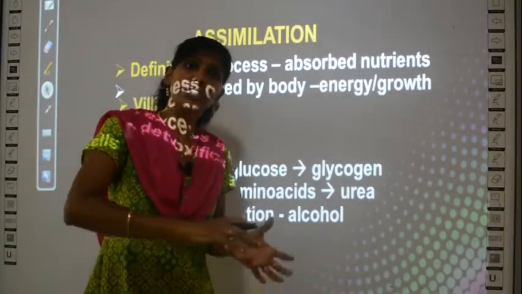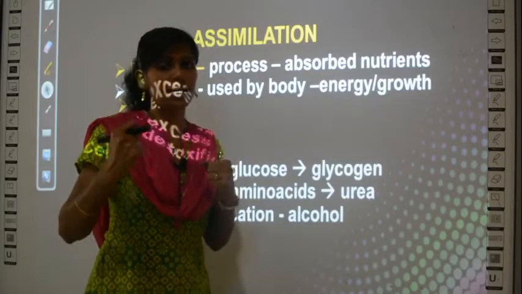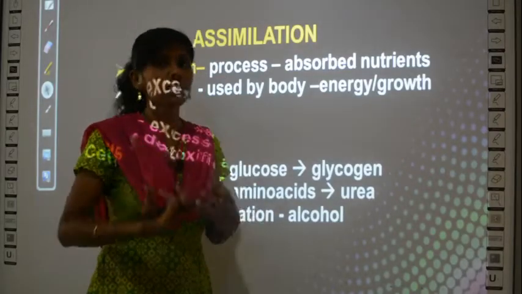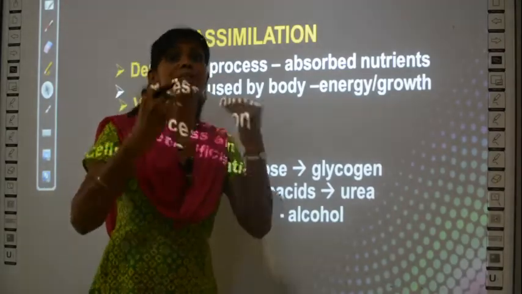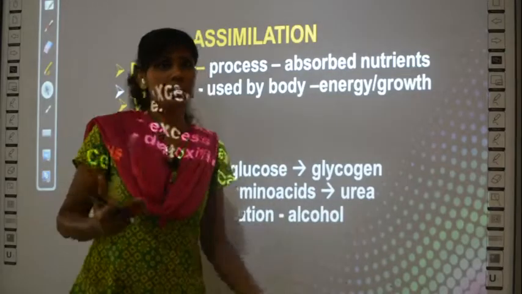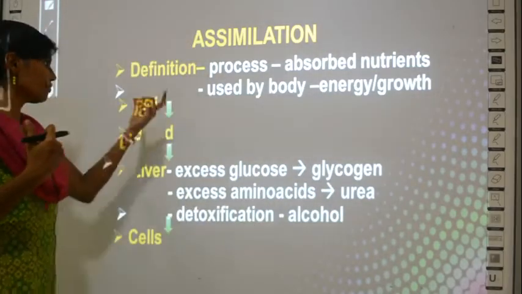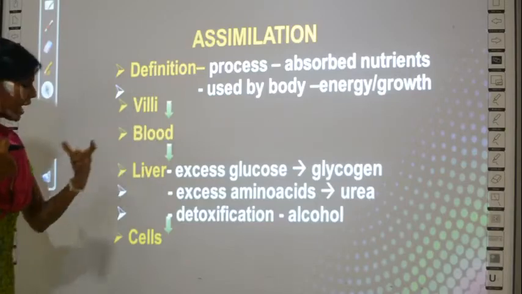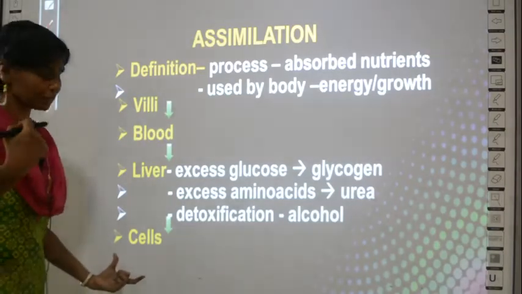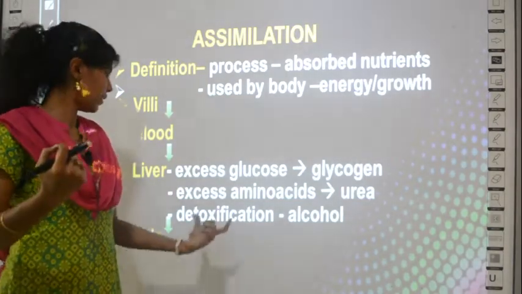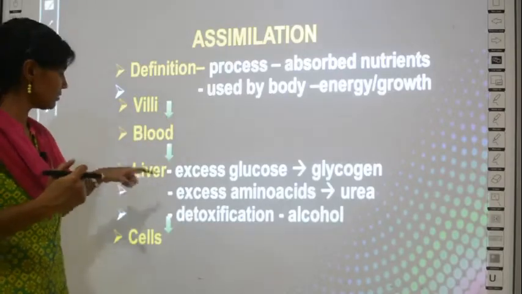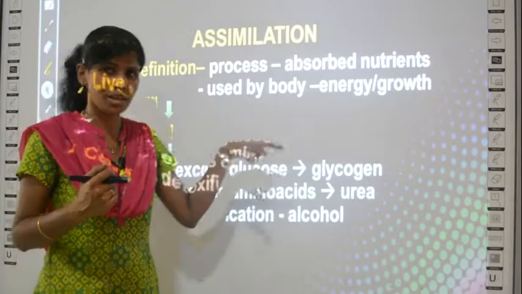How your body is using: absorption means how from the stomach it is taken into the blood. Assimilation means how from the blood it is given to every cell for the body to use. So from the villi it is taken into the blood and from the blood it is given to every cell. Okay, so here before that, see, I skipped this. Why? I need to explain this more.